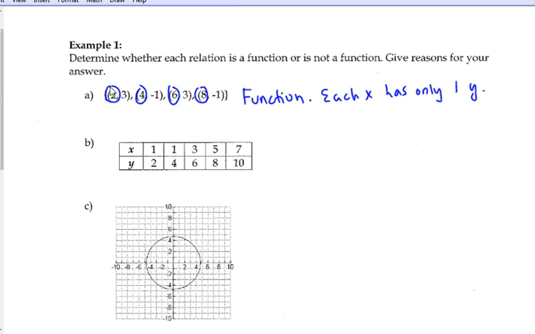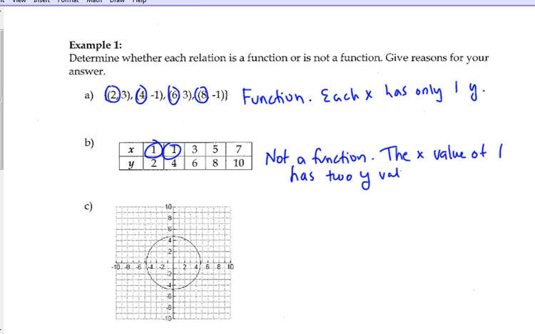B, function or not a function? Not a function. Why? The x value of 1 has two y values, one with a value of 2 and one of 4.